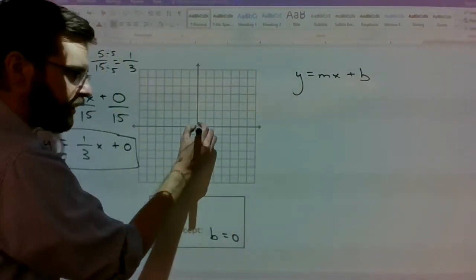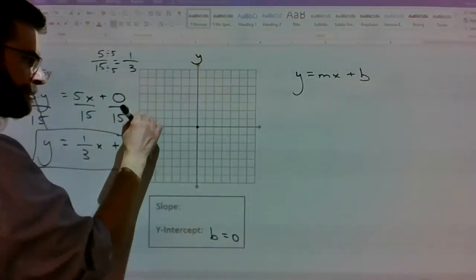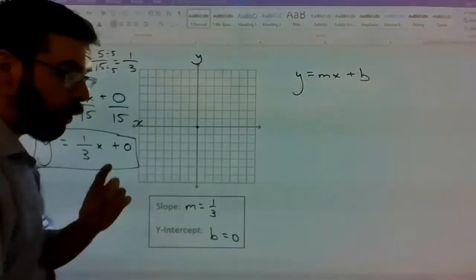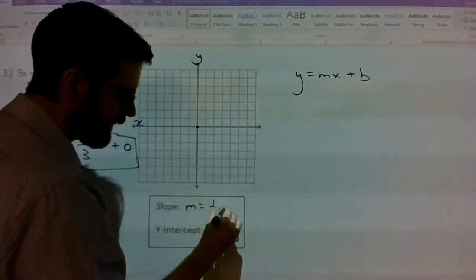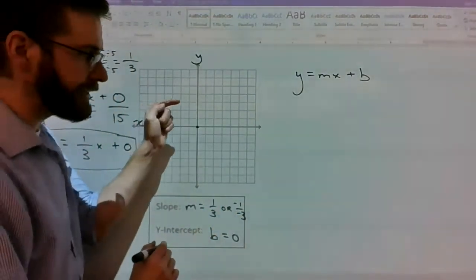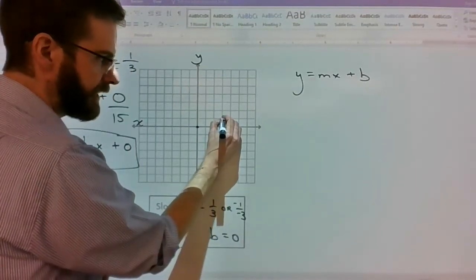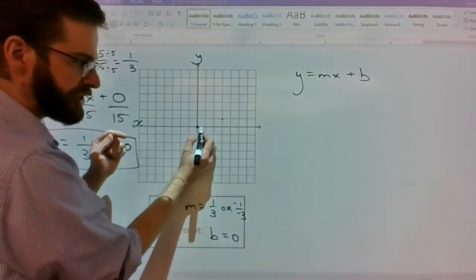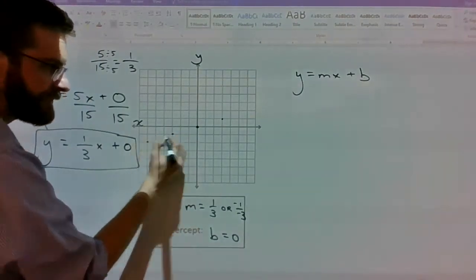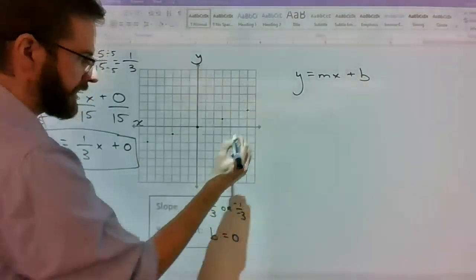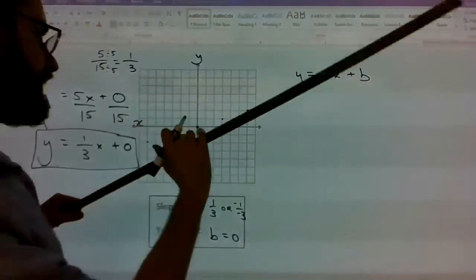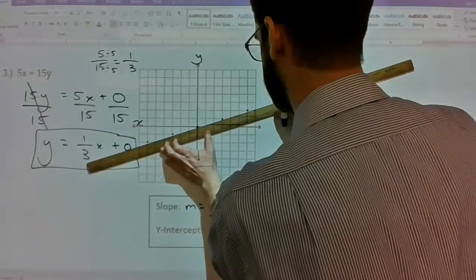That means I start right on the origin. My slope is positive 1/3, or -1 over -3, because going up and right yields the same rate of change as going down and left. Down and left. Up 1, right 3. Down 1, left 3. And we've got 5 solid points right here.